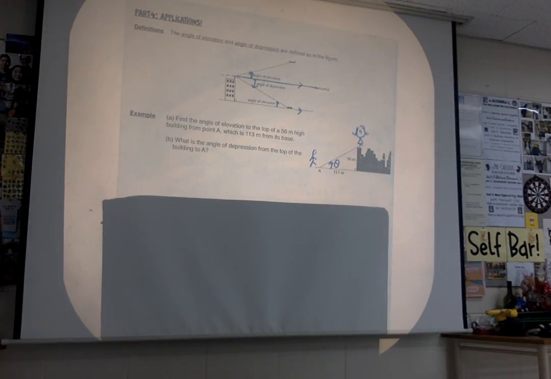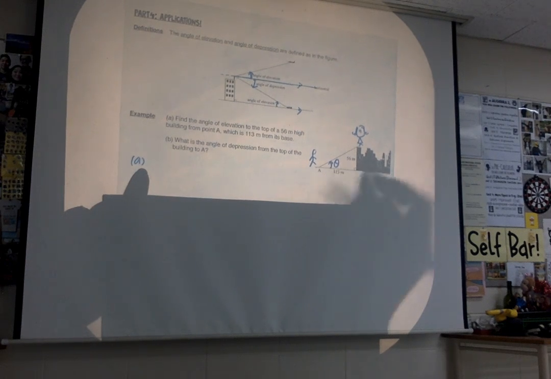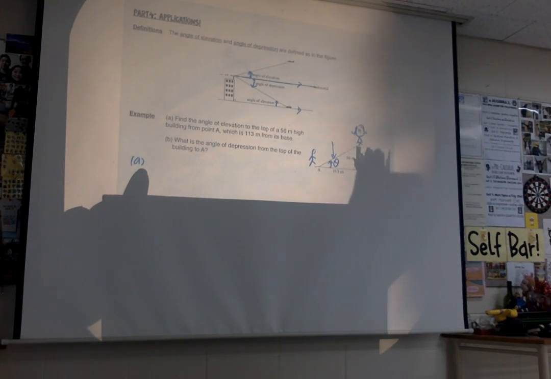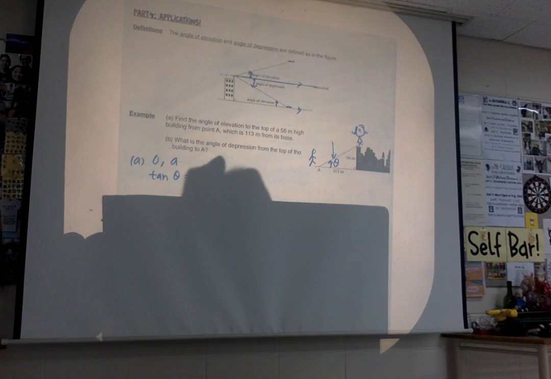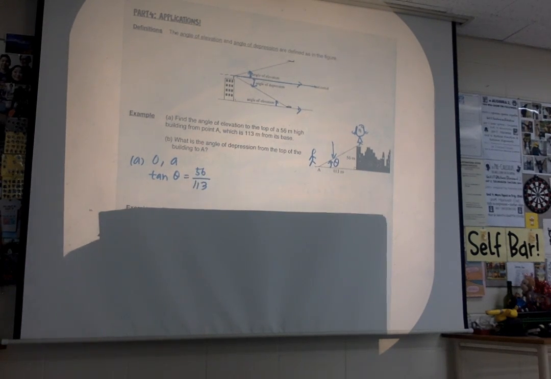Here you have to determine something. What are you given? You have opposite, you have adjacent. Oh, that's tangent. So tangent of theta is equal to 56 over 113. And how do you do this? Simple. You do inverse tangent of 56 over 113. Did you get something like 26.362 degrees? You should have. Let's do B.